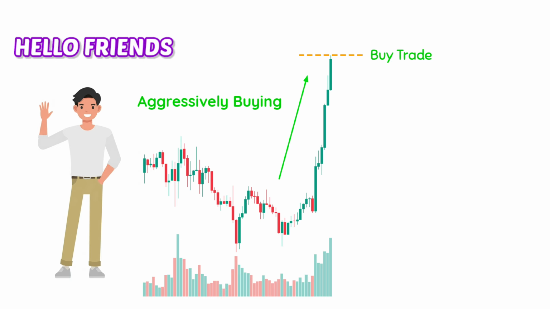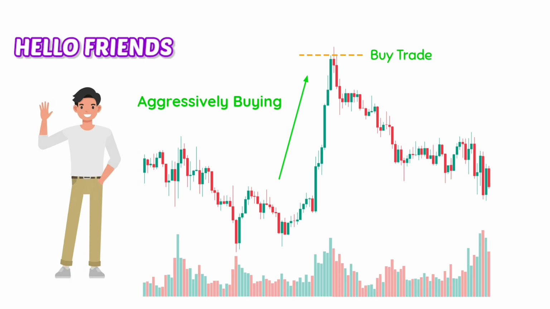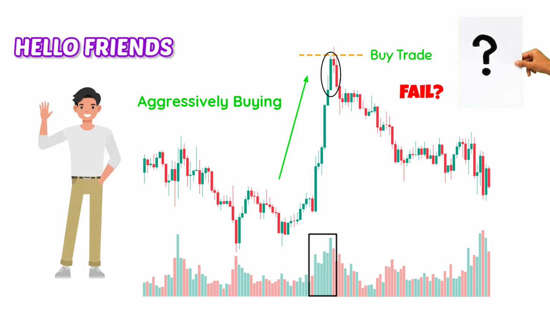But the real problem begins when, right after entering the trade, the market reverses instead of moving higher, and the price starts falling sharply. As a result, what looked like a perfect entry ends up becoming a losing trade. So the question is, if the bullish candle was strong and the volume was extremely high, why did the trade fail? Does high volume always mean buying? Or is there something hidden behind volume that most traders simply don't understand?